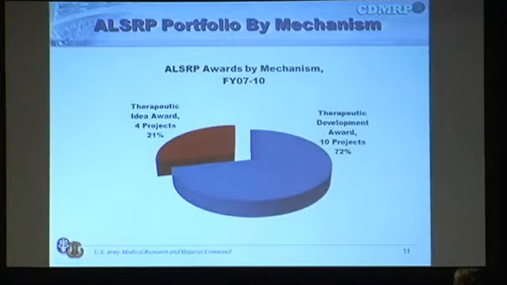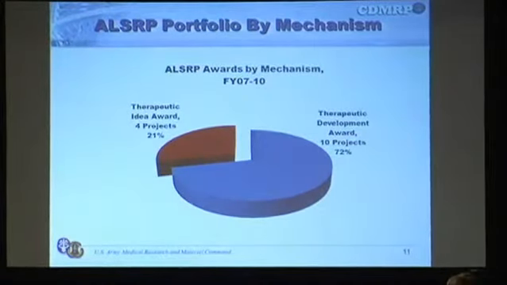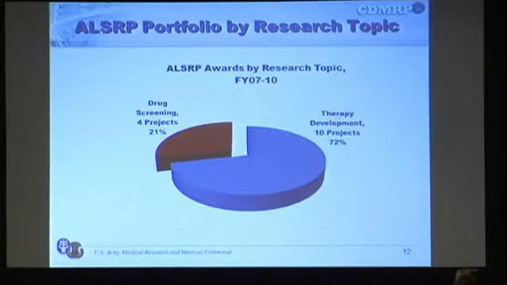So this is our portfolio by mechanism. We have basically 2 awards that we've been offering. We started with 1 award mechanism in 2007 and added the second one, the one on the left, the Therapeutic Idea Award, in 2010. And so this is the way our big portfolio of 14 awards breaks out, but that's all right. They're wonderful awards. Now, this is by research topic, and again, you'll see that they're all focused on the development of drugs or treatments. They don't correspond to the previous slide that also broke out at 10 and 4, so that doesn't cross over. But these are wonderful projects.